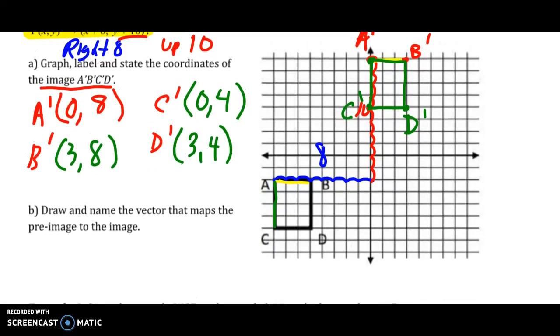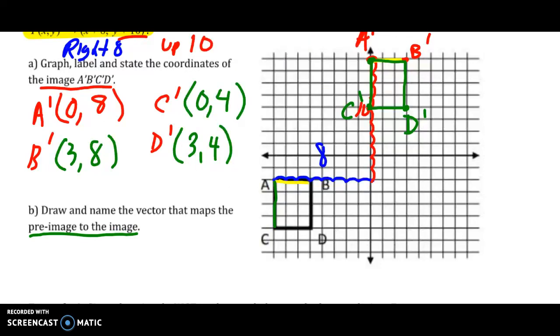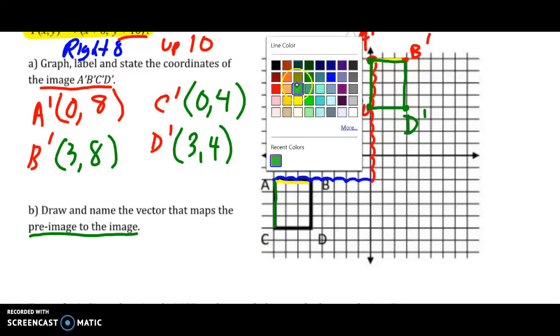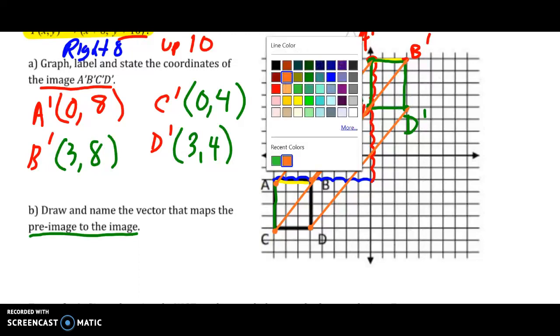Now it's asking me to draw and name the vector that maps pre-image to the image. So let's get a line here. Okay, and let's make it a color. Great. Okay. So we know that the vector is going to go from the pre-image point to the image point. So there's my vector. I could have drawn a vector for any of them. From B to B prime. From C to C prime. From D to D prime. So when it asks me to name the vector, any of these would suffice.